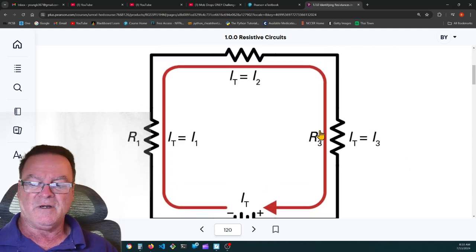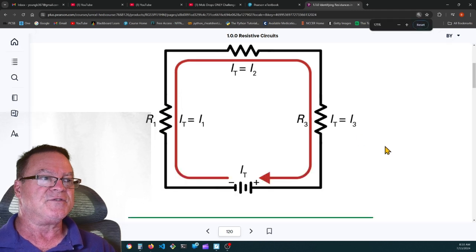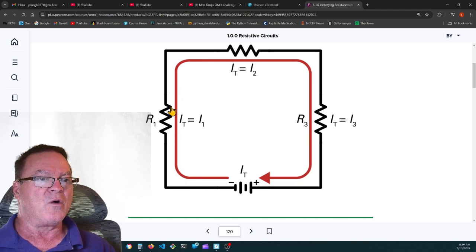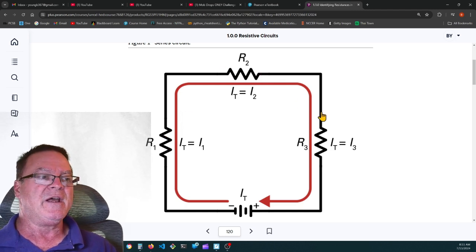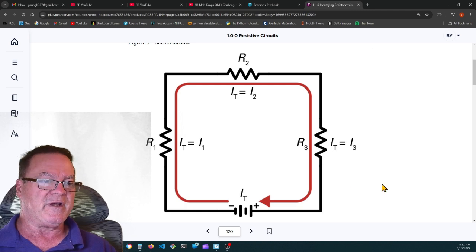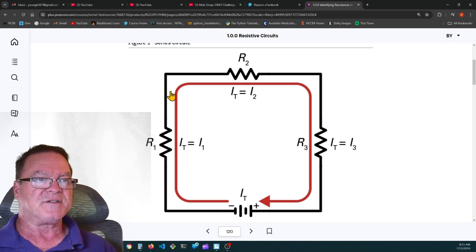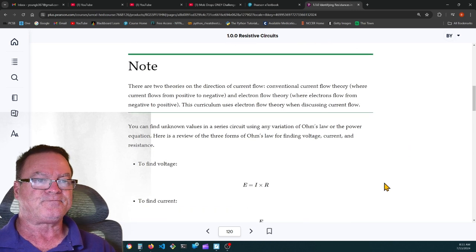Here's an example of a series circuit. Let me zoom out just a little. Here's a circuit. Here's the battery. So the current is leaving the negative and it's going through R1, R2, and R3. And it's the same amount of current, however much current is flowing in the circuit. If it's 2 amps, there are 2 amps flowing through R1. There are 2 amps flowing through R2. There are 2 amps flowing through R3. A series circuit is a circuit that only has one path for current to flow.